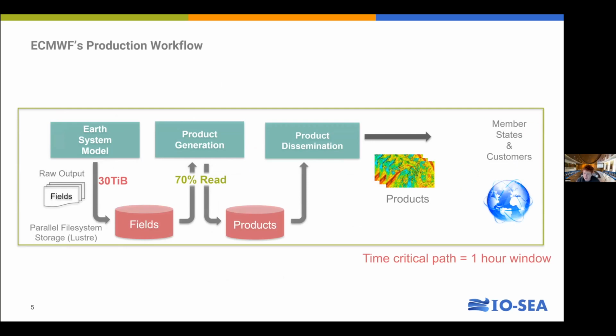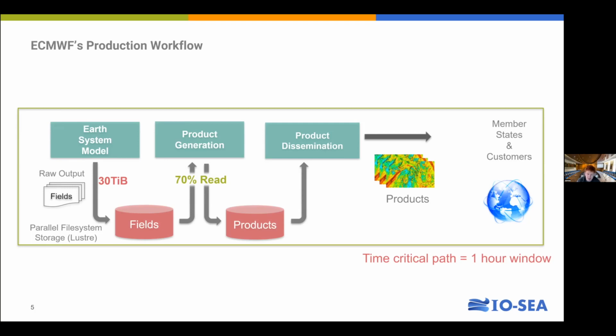So our Earth system model running on the HPC using thousands of nodes, product feeding straight into product generation, product dissemination, all of this has to run in a very time critical manner. And in this time critical window, there's a lot of I/O happening. So the Earth system model is writing 30 terabytes to the parallel file system on our HPC.